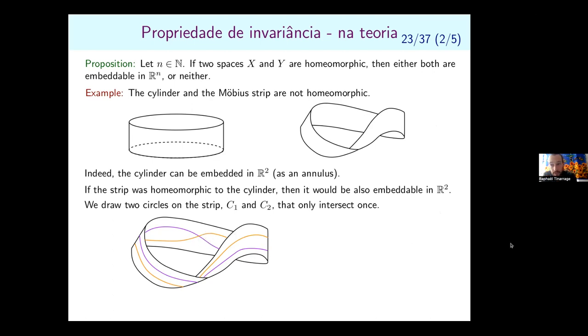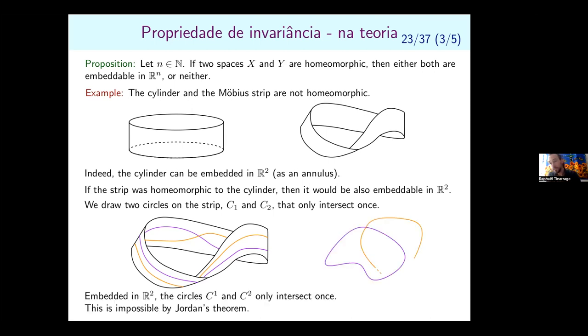Now, let's suppose, by contradiction, that I can embed the Mobius strip in R2. So this is an injective map. So in particular, what I obtain are two circles in R2, two closed curves that only intersect once. But well, you see, in the plane, if you enter the circle once, you have to go out. Otherwise, you cannot be closed. This is actually a consequence of the very strong Jordan's theorem about closed curves in the plane. We conclude that this embedding does not exist and that these two spaces here are not homeomorphic.